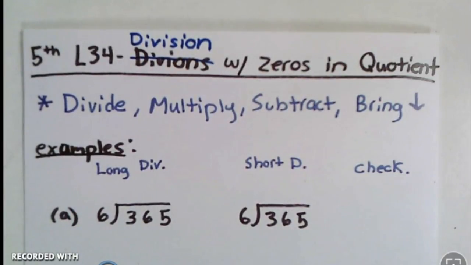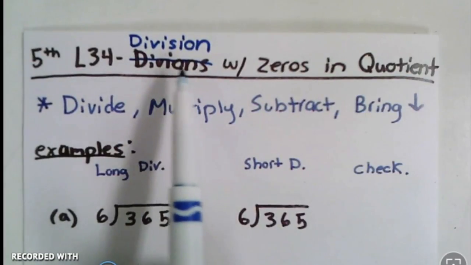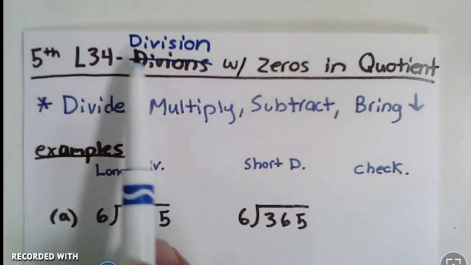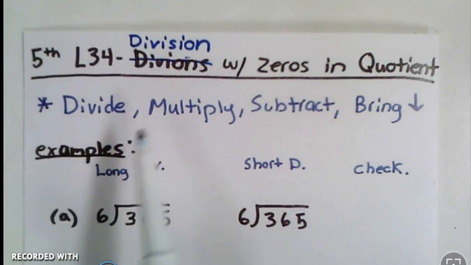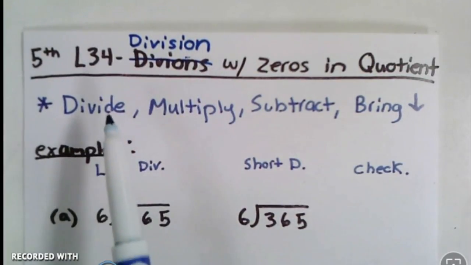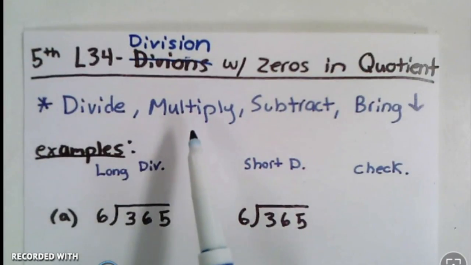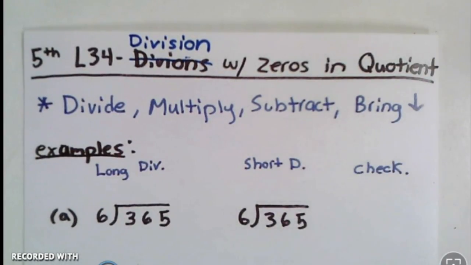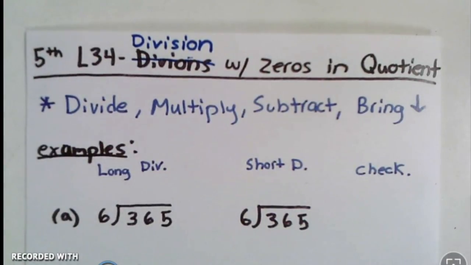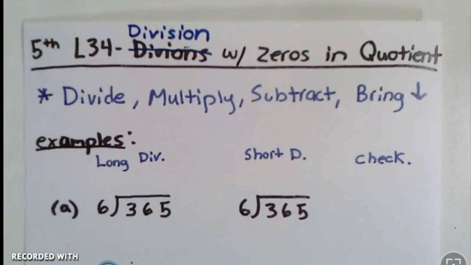Before on division with zeros and a quotient. And you'll notice that there was a mistake in your heading, so go ahead and just fix that and make that word say division. So if you remember what we've learned about long division, we need to divide and then multiply and then subtract and then bring down. So in today's problems, we're going to follow those same set of directions, but we're going to see what happens when we need to put a zero there so we don't get confused.